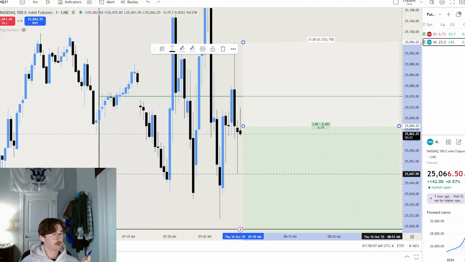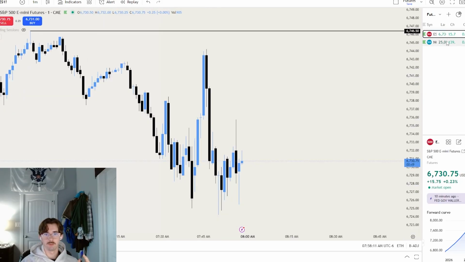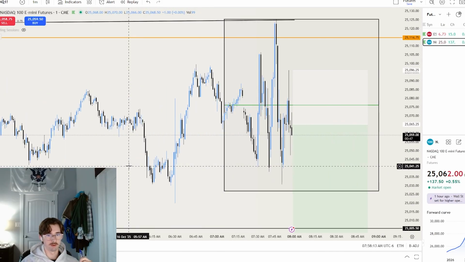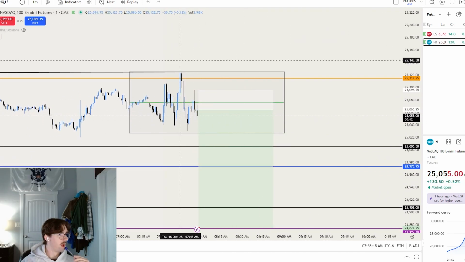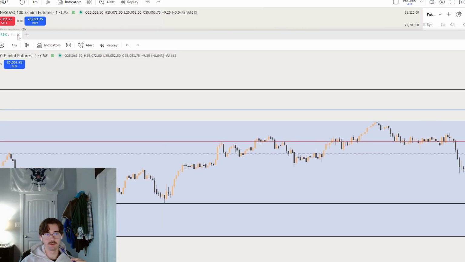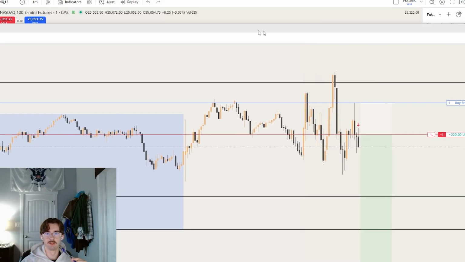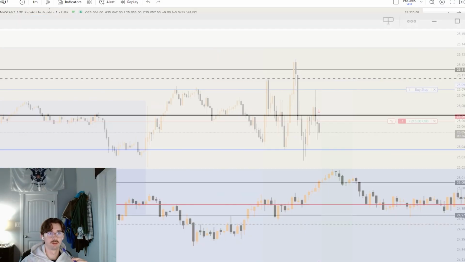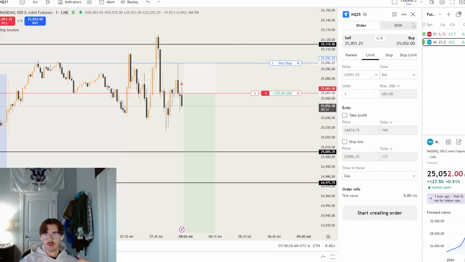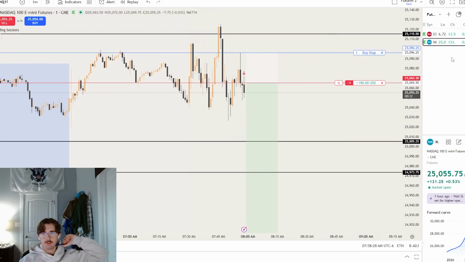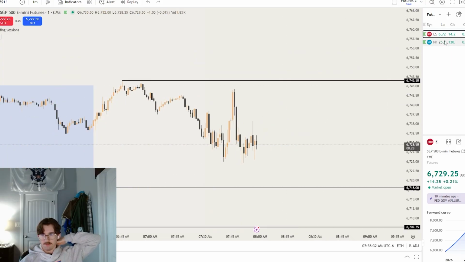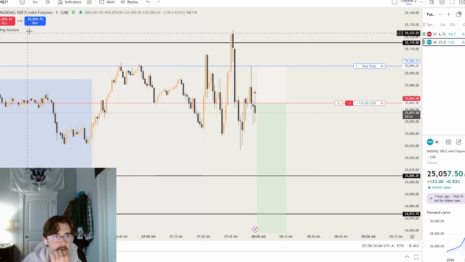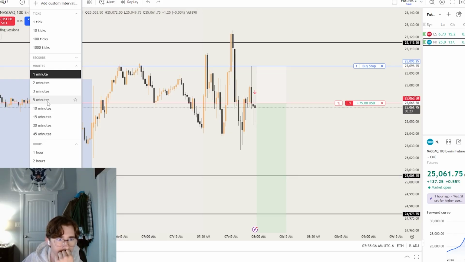I did take this on my funded account only because it's my funded account, so I have a little bit more room to play with. On my personal account, I do not have the capital to be taking this trade. On my funded account, I definitely do, just because of the overall structure of the funded.